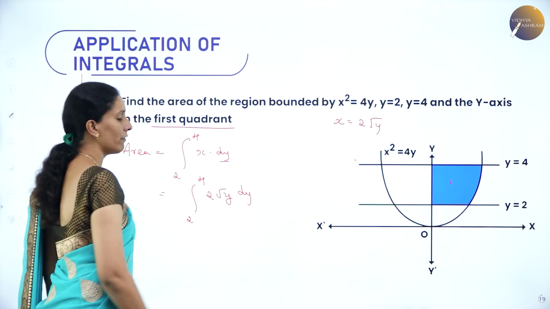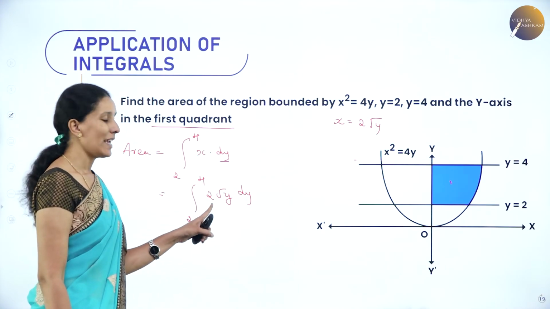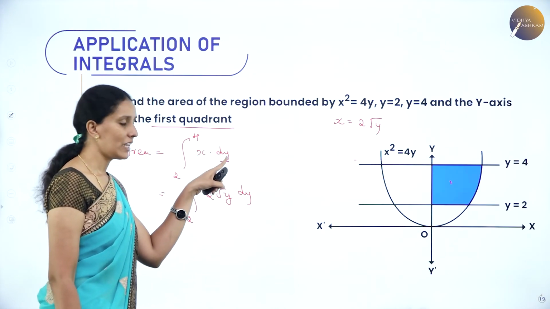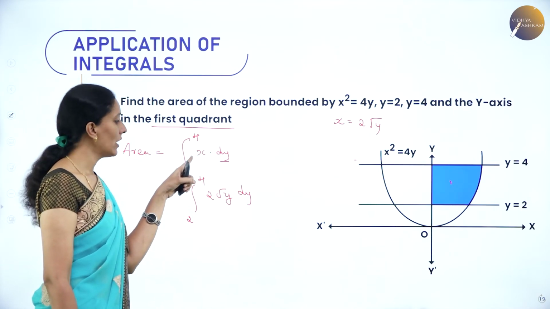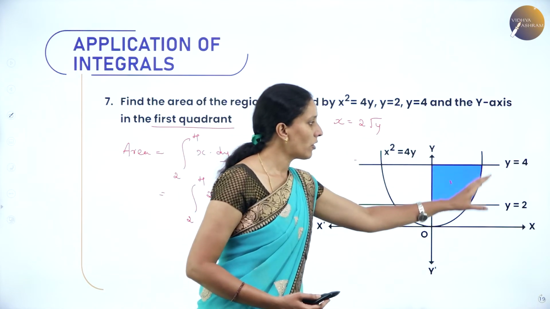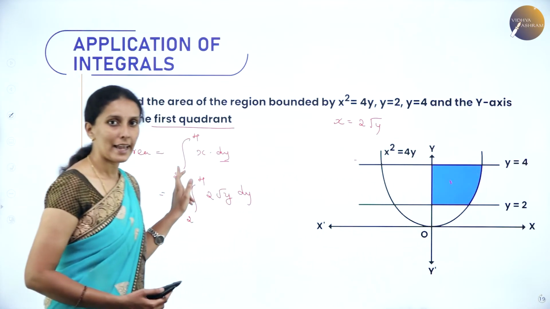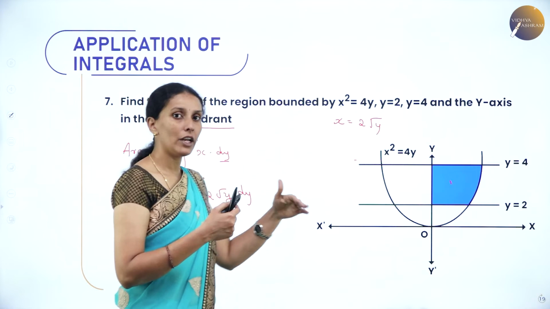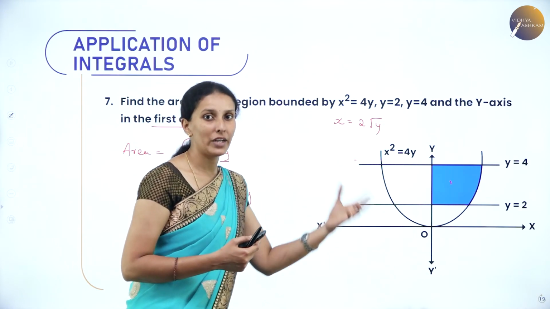Remember, when you have dy here, the function has to be expressed in terms of y. If you have dx here, the function is expected in terms of x. So whenever the limits are given in terms of y, it is x into dy. Whenever the limits are given in terms of x, it is y into dx.